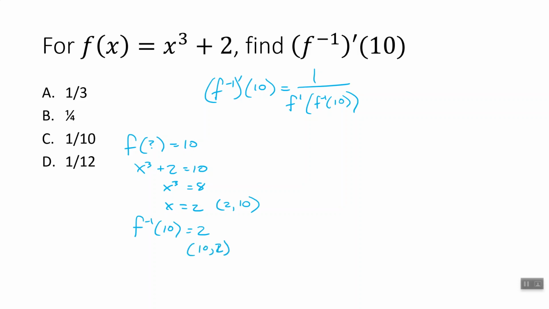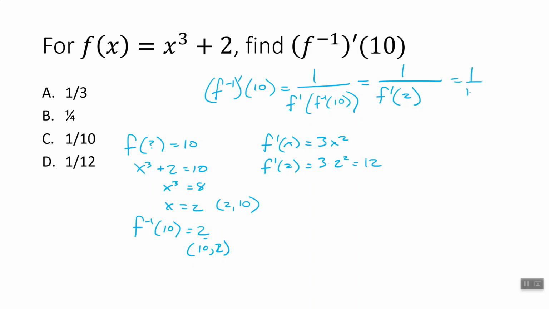All right, so now we can just simplify this and say now this is 1 over f prime of f inverse of 10, which is 2. We got it right there, of 2. So now we need to find the derivative of this guy and just plug in 2. So now we take f prime. It's 3x squared. F prime of 2 is 3 times 2 squared. 3 times 4 is 12. So we're getting 1/12.